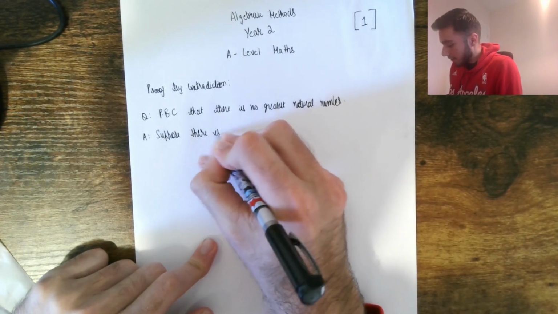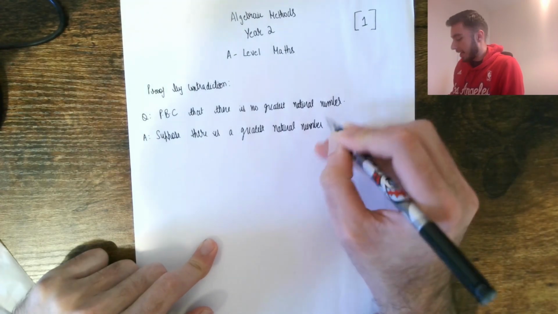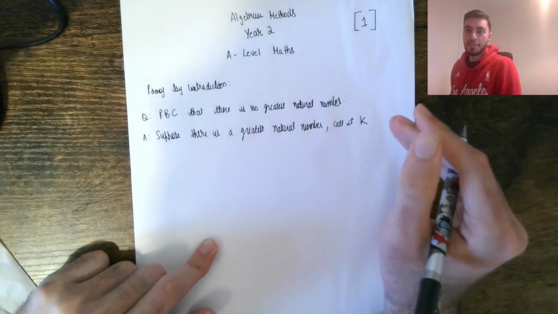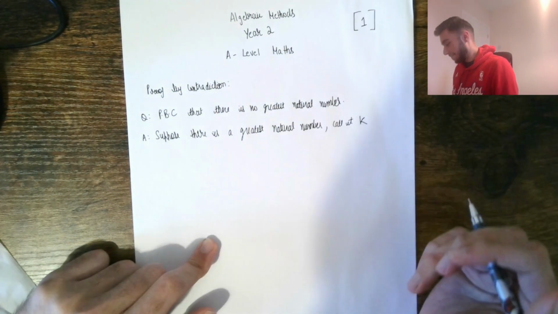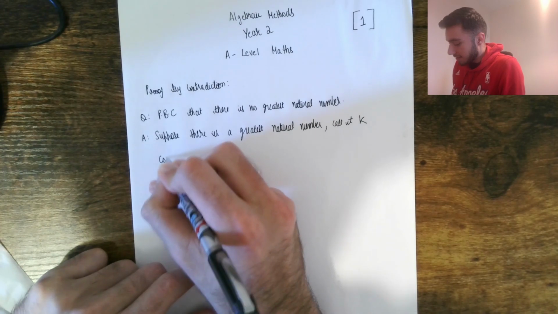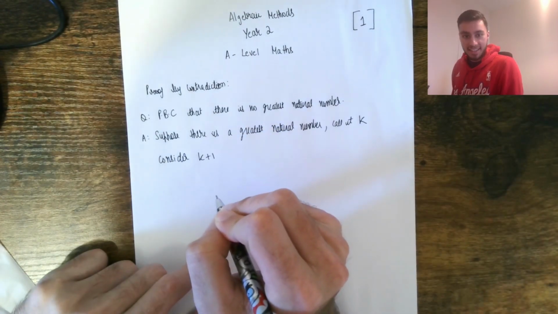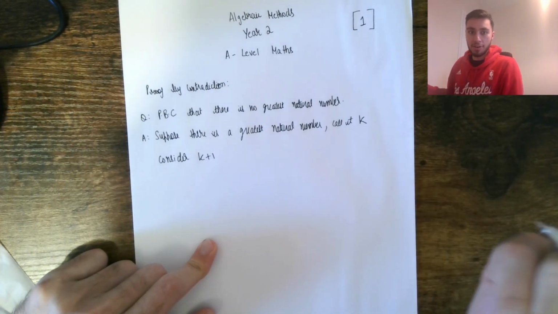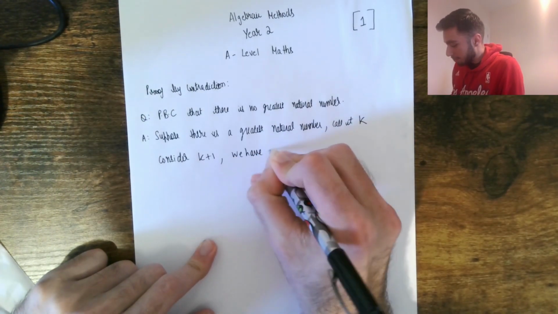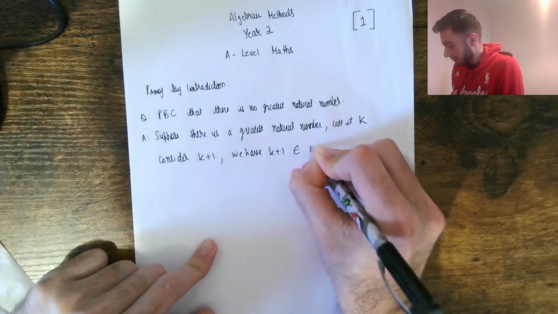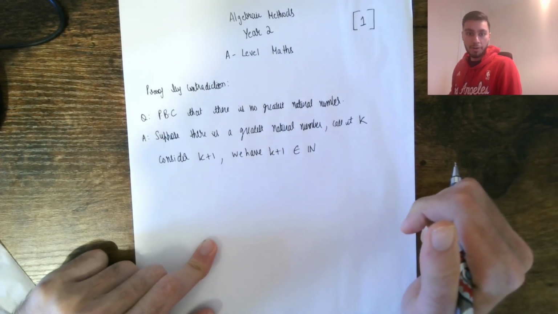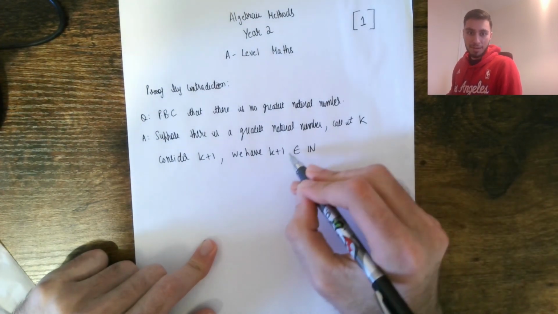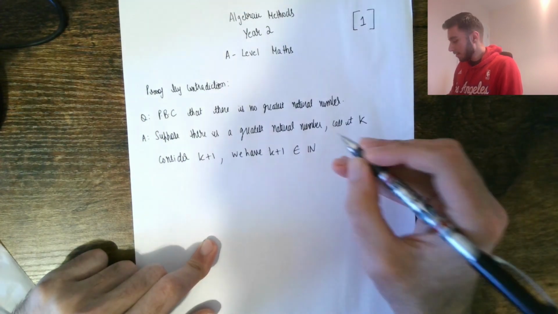Suppose there is a greatest natural number, and let's call it k. I don't know what that number is. Maybe it's 1,746,000,746. I don't know. Let's call it k. Then I'm going to say, consider k plus 1. If I add a natural number to a natural number, I still get a natural number. I added a 1 to a natural number, or by the closure property of natural numbers, k plus 1 is also a natural number. Fine.